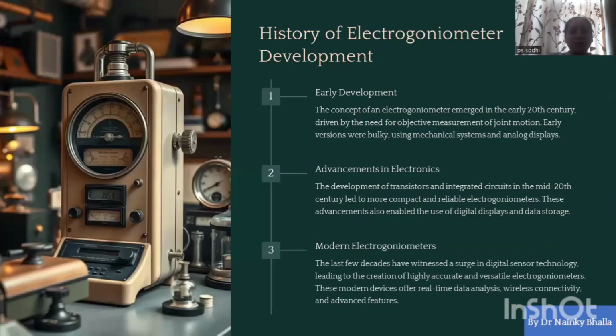Now, if we see the history of the development of the electrogoniometer, before the 80s there was a mechanical system, and then we had to type on the computer the analog bit for the analog display. With the advancement in electronics in the 21st century, digital displays came into being, and data storage was easy. In modern electrogoniometers, digital sensor technology has started, where real-time data analysis can take place. There is wireless technology, and advanced features are there.